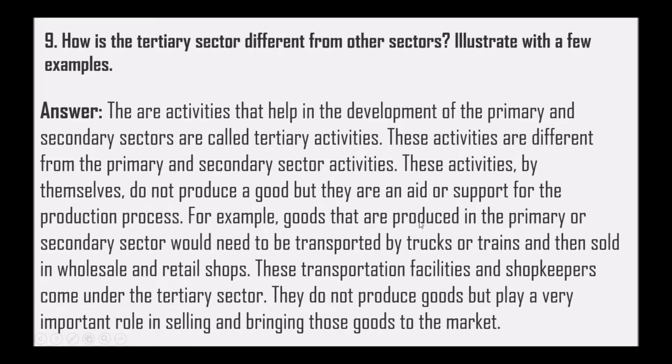For example, foods that we produced in the primary or secondary sector will need to be transported by trucks or trains and then sold in the wholesale and retail shops. These transportation facilities and shopkeepers come under the tertiary sector. They do not produce goods but play a very important role in selling and bringing those goods to the market.